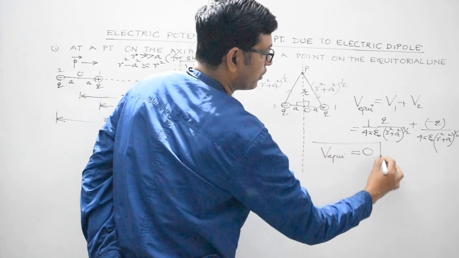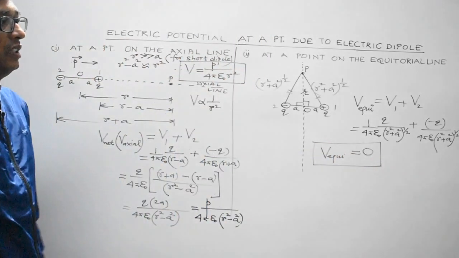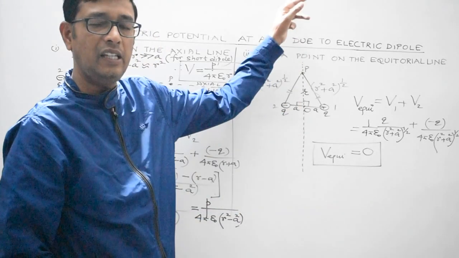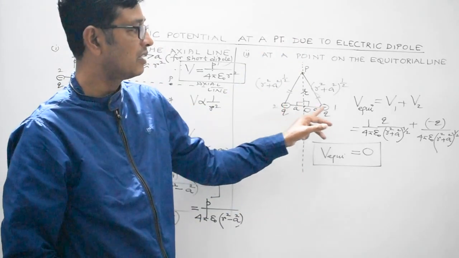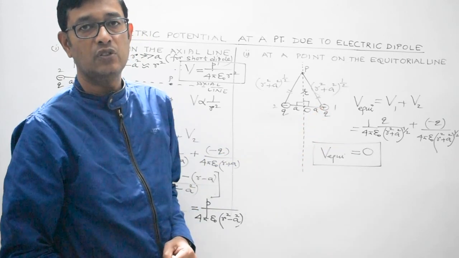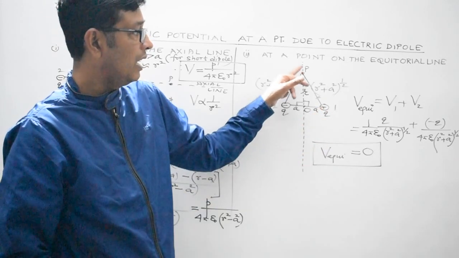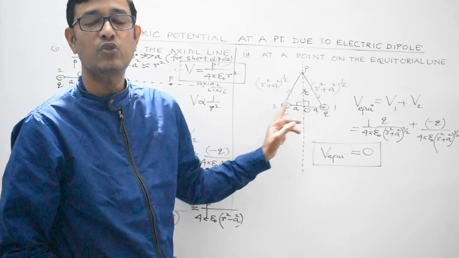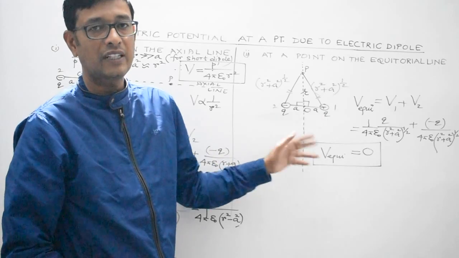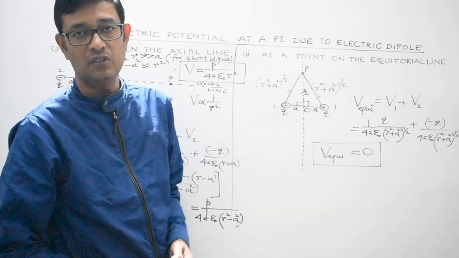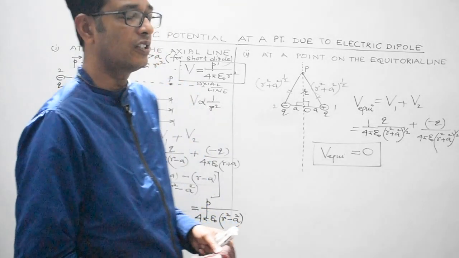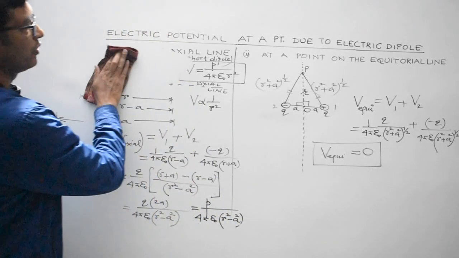So what we conclude is that the electric potential at any point on the equatorial line due to an electric dipole is always 0. It is because at any point on the equatorial line, the observation point is equidistant from these two equal and opposite charges. That is why the net potential would be 0. So these were the two articles. Now let us recapitulate some important concepts which we have studied till now.